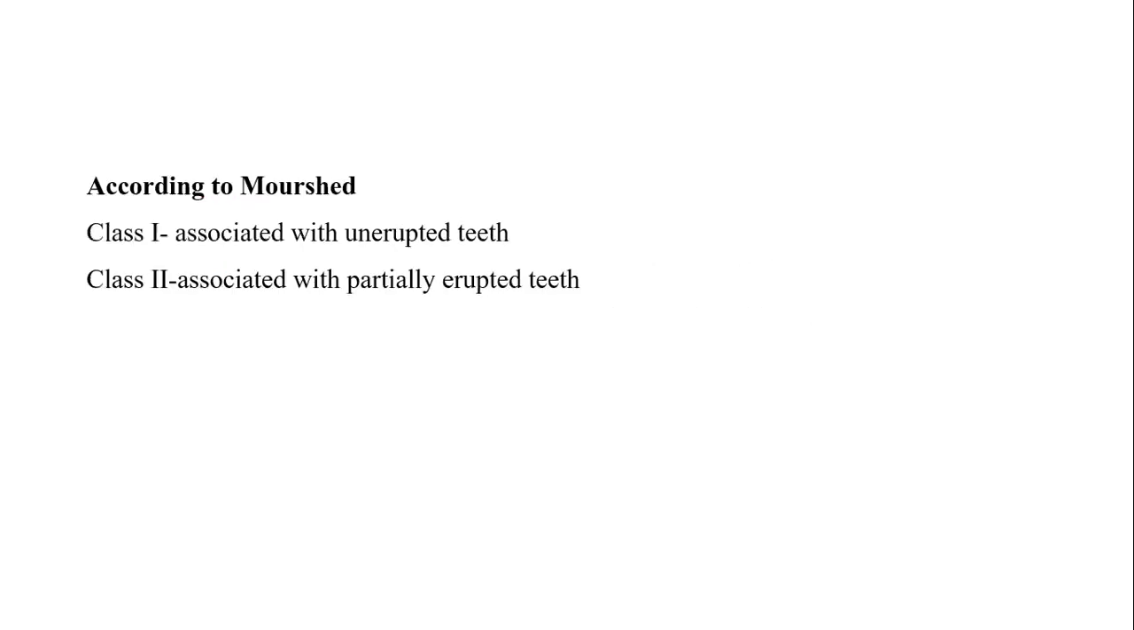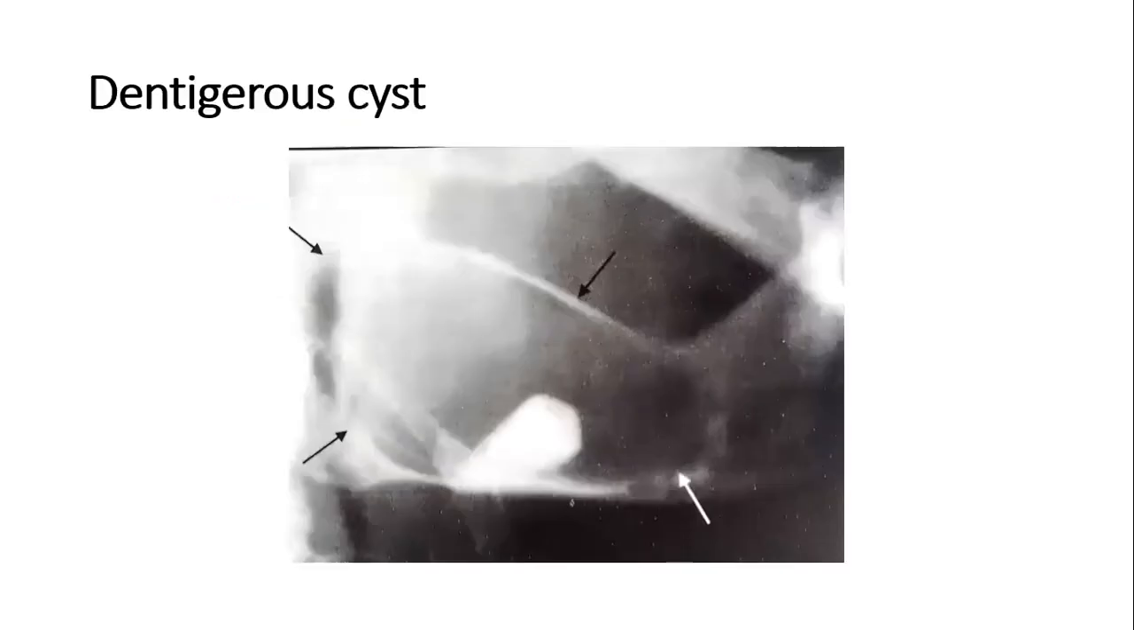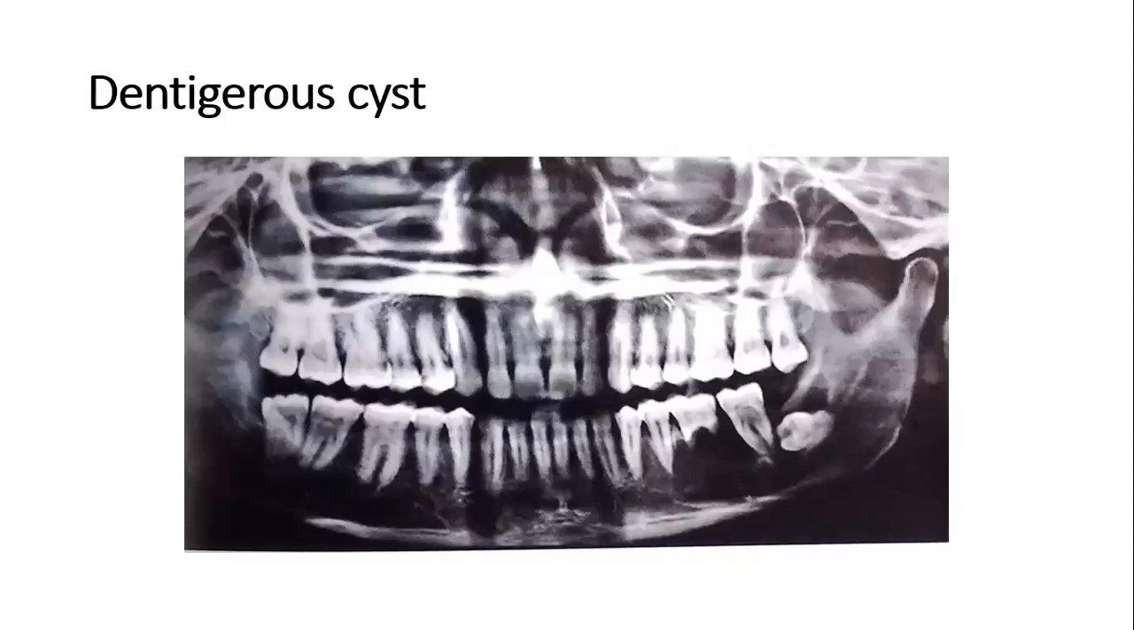According to Mourshed, it can be classified as class 1 and class 2. Class 1 is associated with unerupted teeth and class 2 is associated with partially erupted teeth. This is the radiograph showing dentigerous cyst. It's an OPG showing dentigerous cyst.